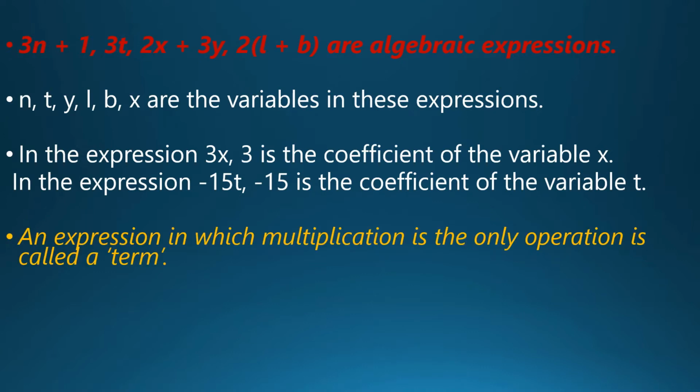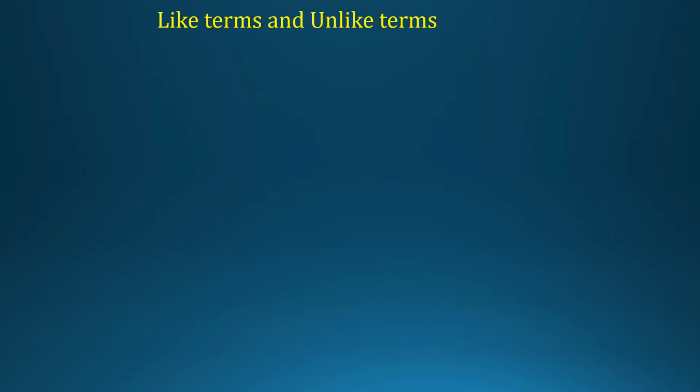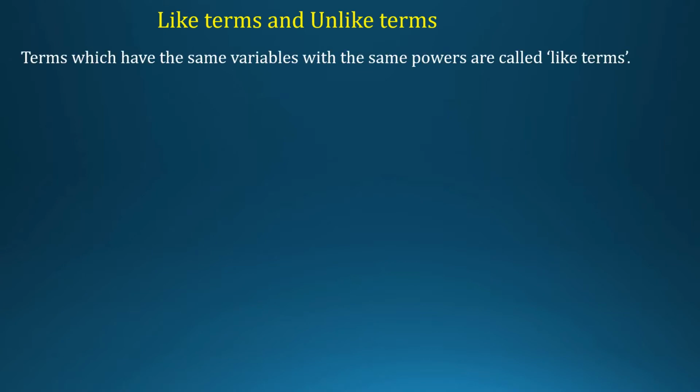An expression in which multiplication is the only operation is called a term. An algebraic expression may have one term or may be the sum of several terms. Like terms and unlike terms. Terms which have the same variables with the same powers are called like terms. Like terms are, for example, first 2x, 5x, minus 2 upon 3x.